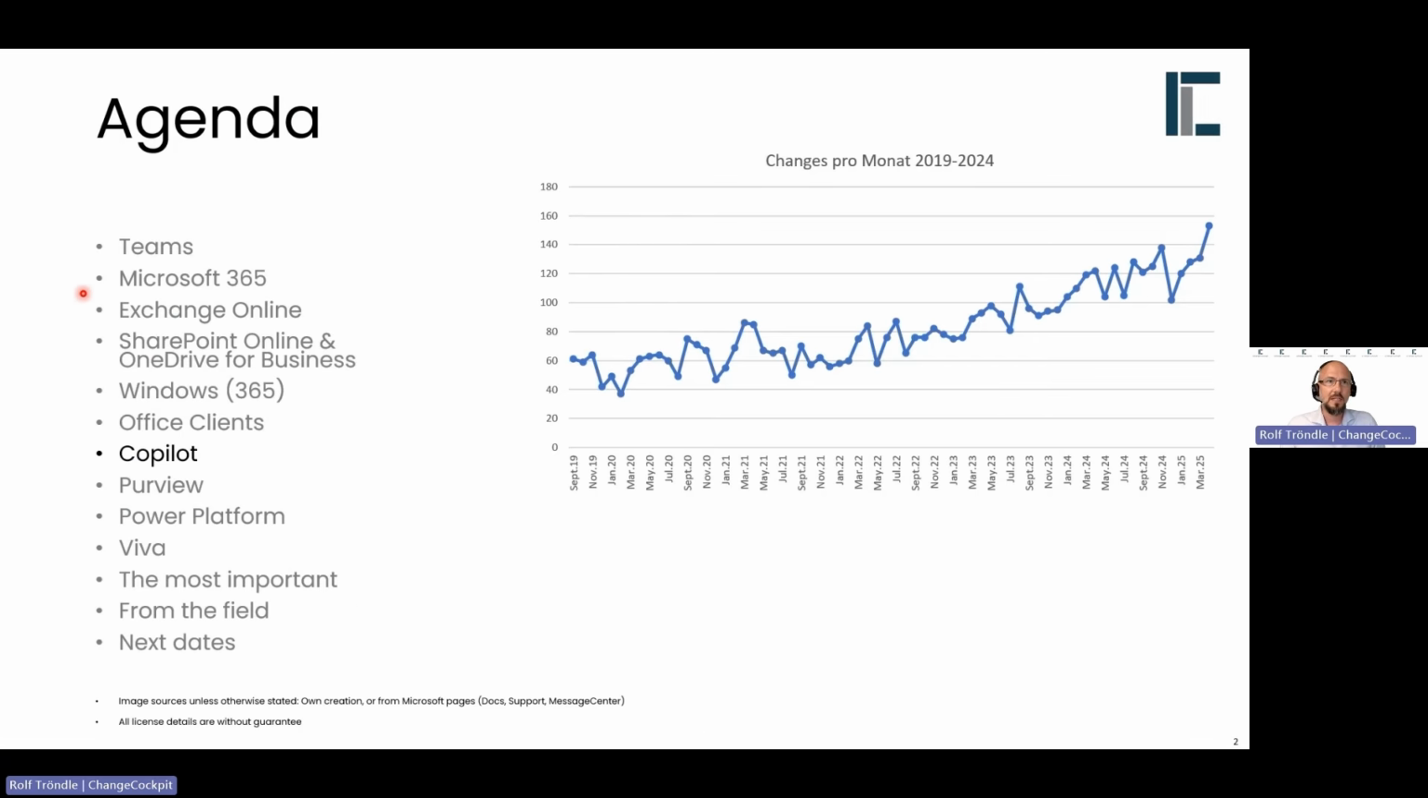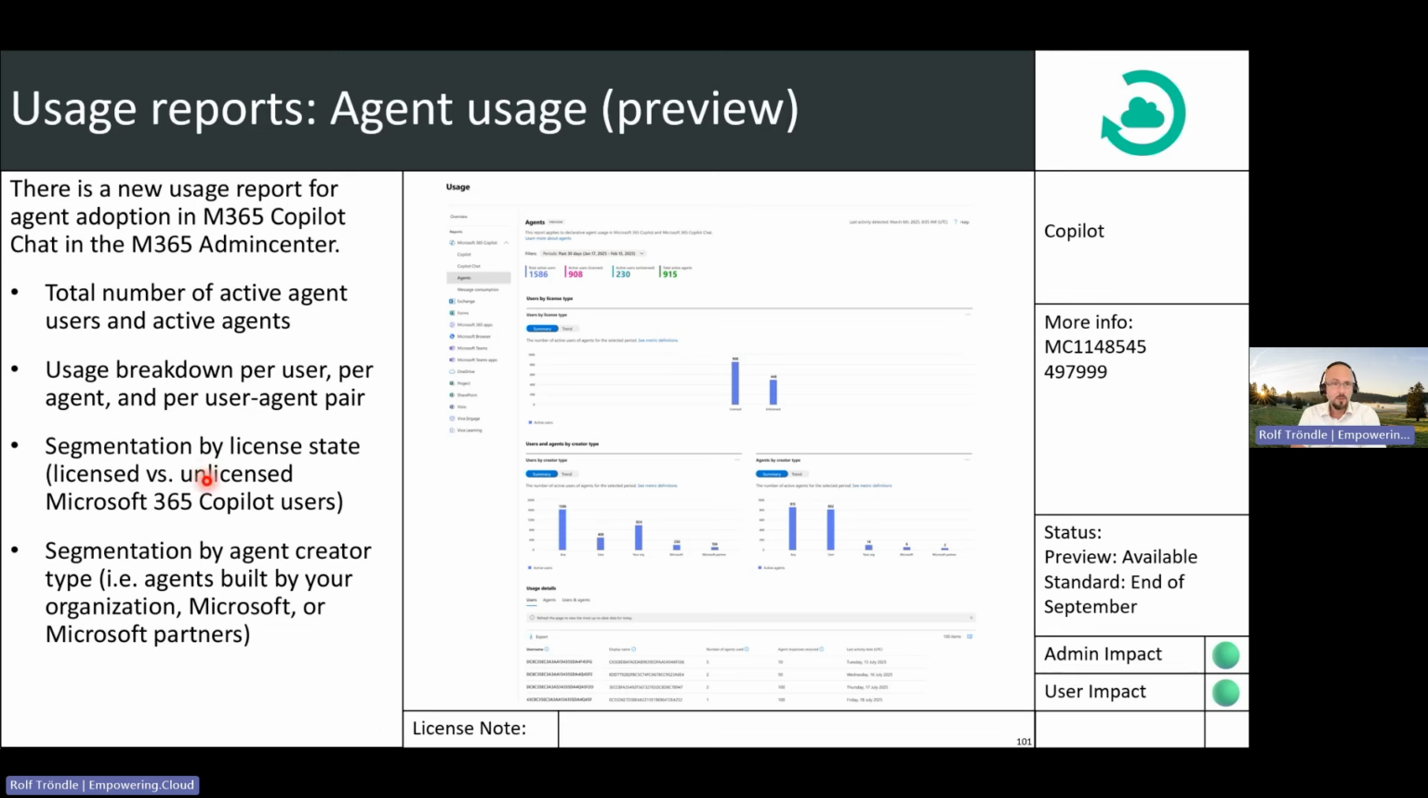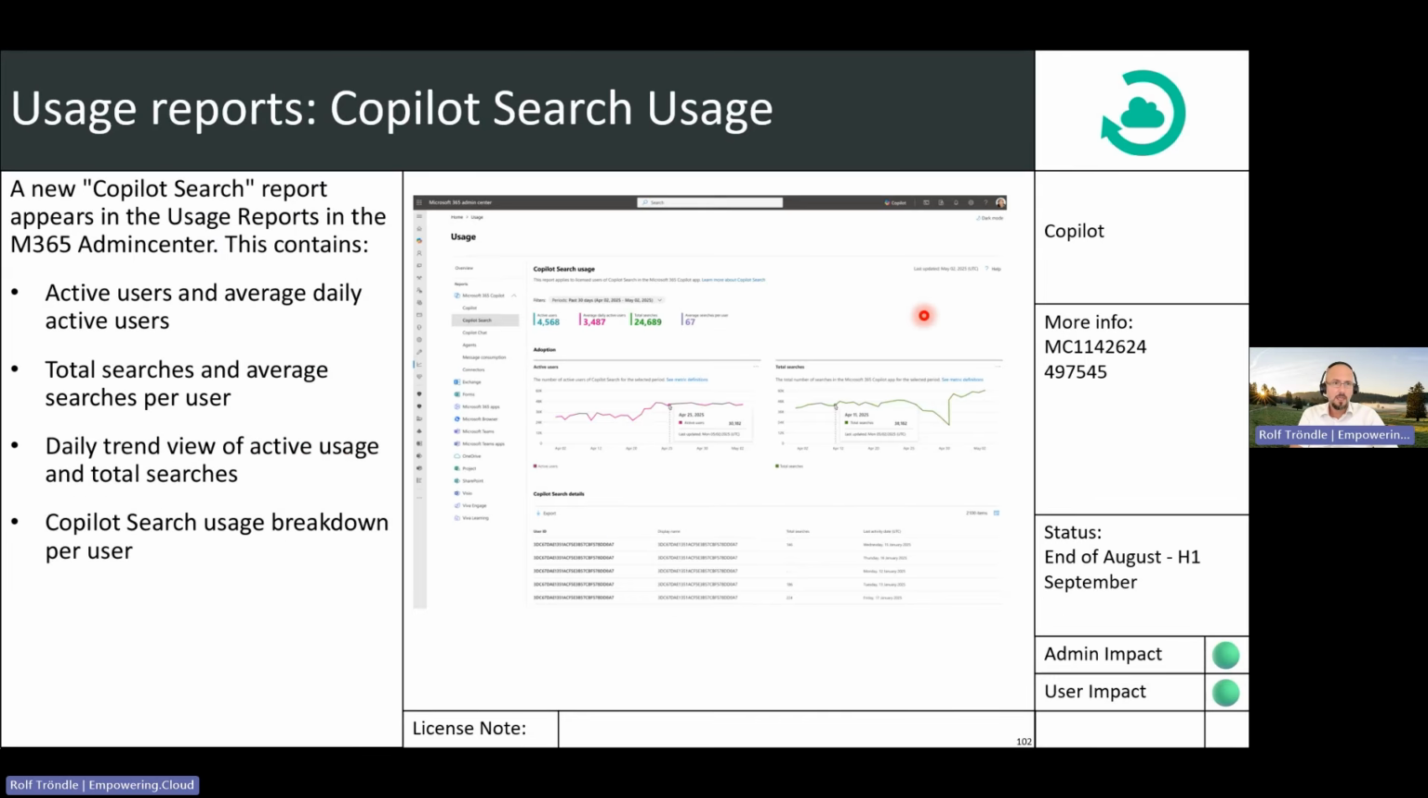Then we get some usage report updates for agent usage in preview. So you will see the agent adoption in there, like total number of active agent users, user breakdown per user and per user agent pairs. That's quite interesting. You also have segmentation by a license state, so licensed versus unlicensed Copilot users, and the segmentation by agent creator as well.